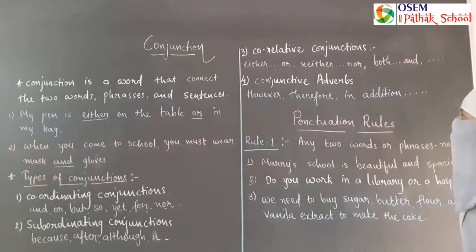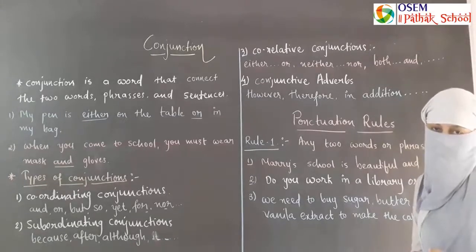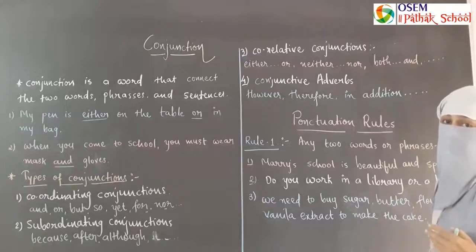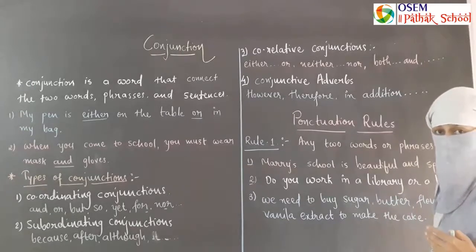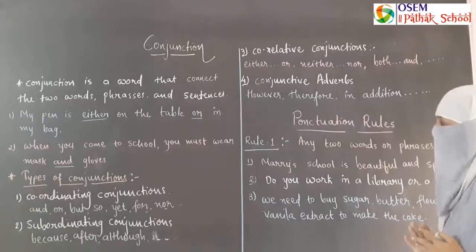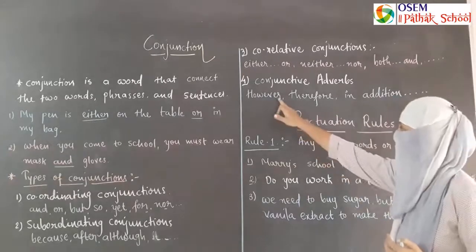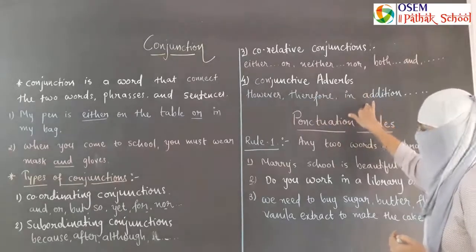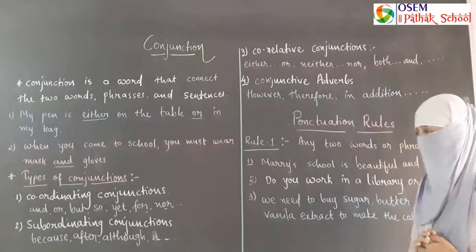They are correlative conjunctions. Conjunctive adverbs. Sometimes a conjunction acts as an adverb, so it is called conjunctive adverbs. They are like however, therefore, in addition, etc.